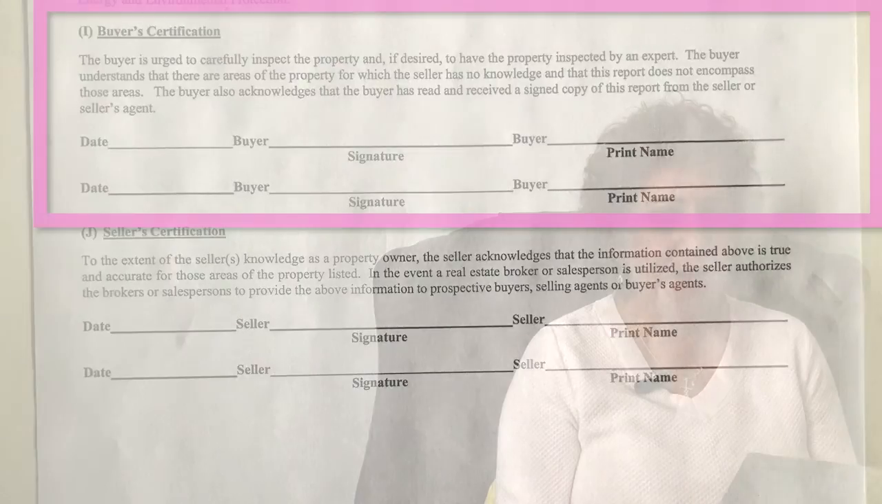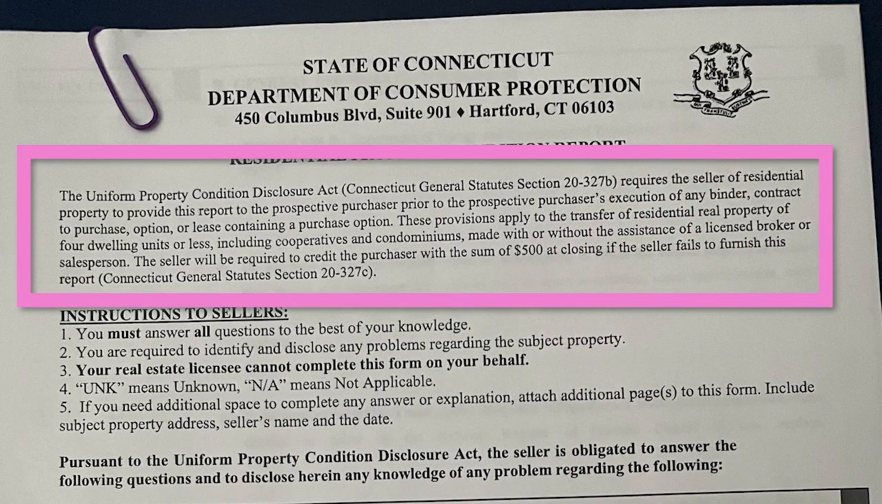So before you're in a situation where you've got to fill this paperwork out, I would really download a copy of it. I took this specific one from the Smart MLS. It says on the top of it, the Uniform Property Condition Disclosure Act requires the seller to provide this report to the prospective purchaser prior to the prospective purchaser's execution of any binder, contract to purchase, option, or lease containing a purchase option. So this really needs to be online.